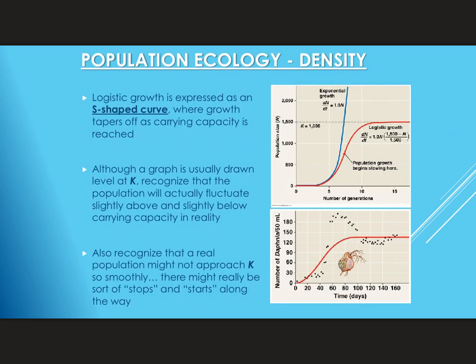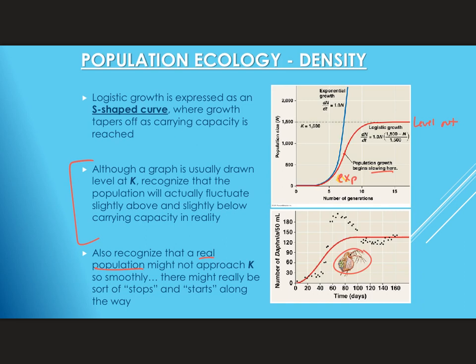Now here's just a little bit more then about logistic growth curves. Again, we call this an S-shaped curve. And what we expect is an exponential period of time. Then we start to slow our growth, and then we level out at carrying capacity. Now, one thing to point out, though, is that this usually is a graph where they show it nicely aligned at carrying capacity, but that's not realistic. A real population, they're showing you this little Daphnia microorganism here in this graph.